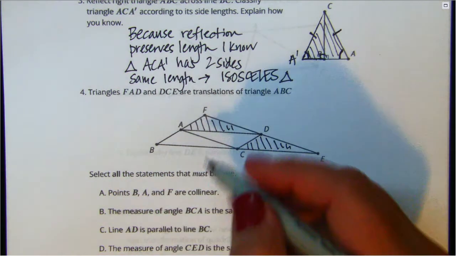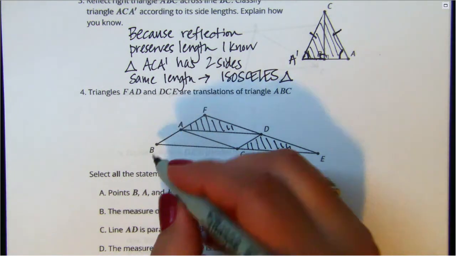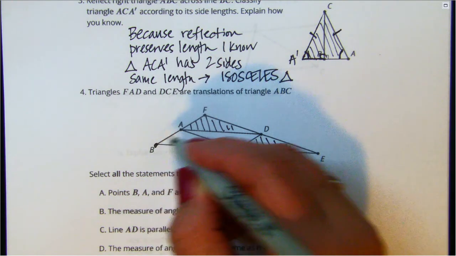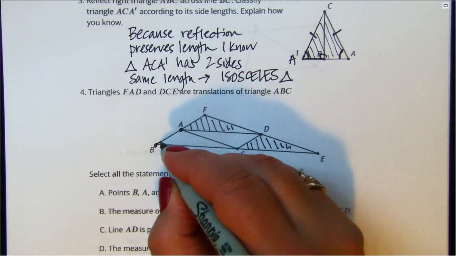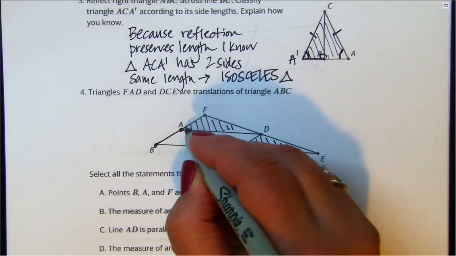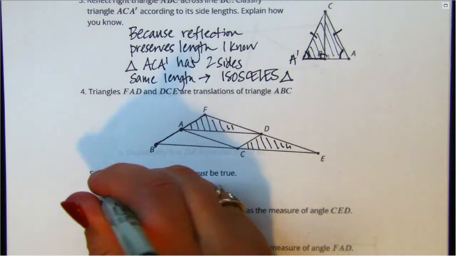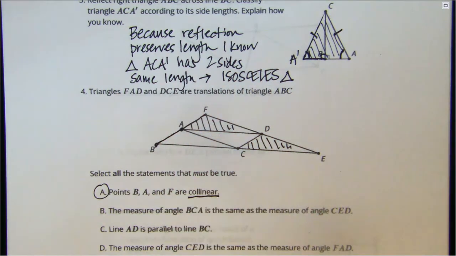B, A, and F are collinear. Well, a translation takes a point to another point on the same line, right? It took BA to the line AF. Those have to be on the same line. Collinear means same line.